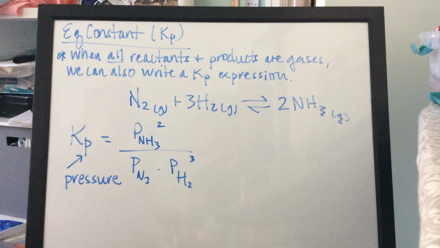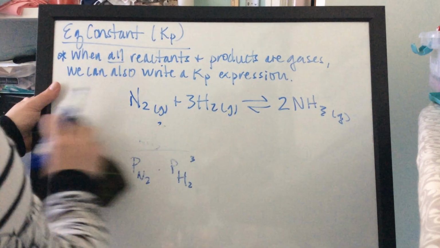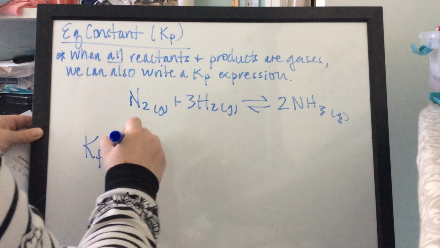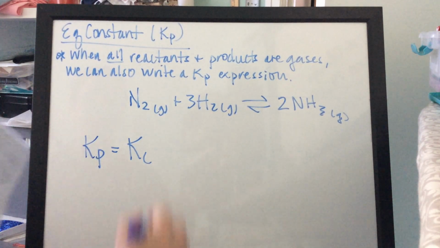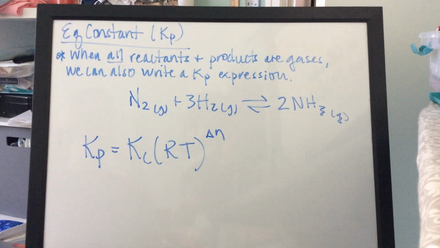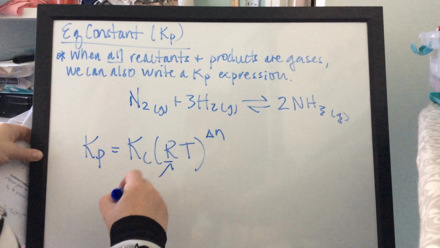So a Kc you can write for basically any reaction, but a Kp has to be all gases. And the value of Kc and Kp will be different. So the question comes up: is there a formula to convert between the two? And there is. There's a formula that says Kp can be calculated if you know Kc and if you know a few other things, where R is the gas constant.